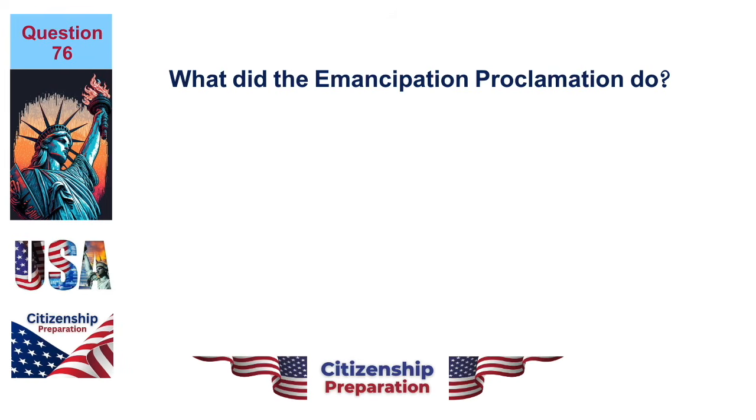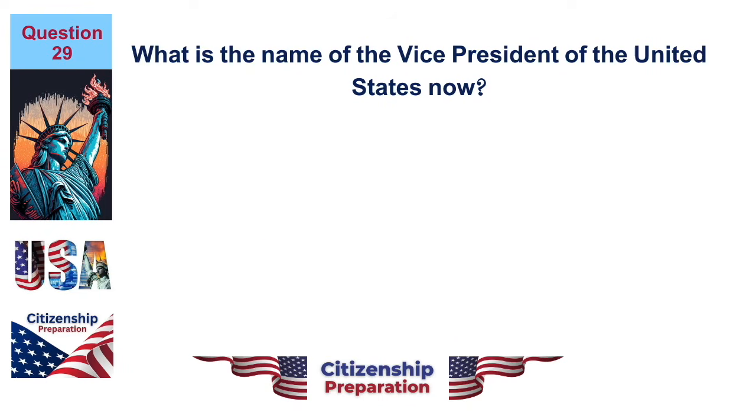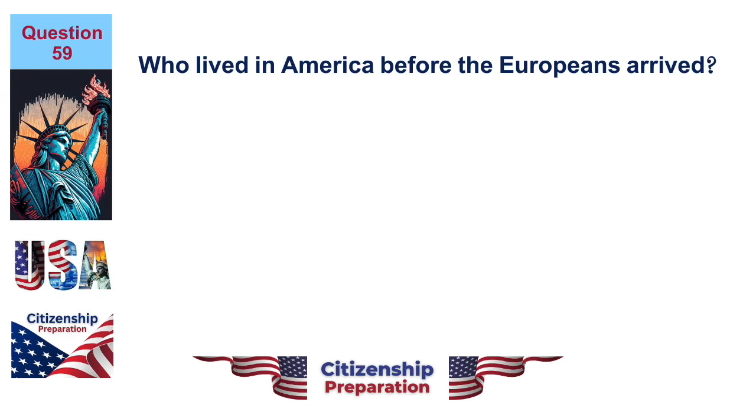What did the Emancipation Proclamation do? Freed the slaves. What is the name of the Vice President of the United States now? J.D. Vance. Who lived in America before the Europeans arrived? American Indians.